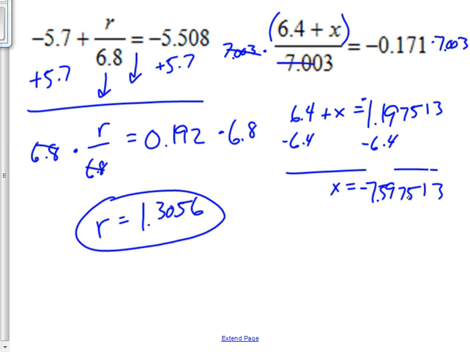Now let's check that. So we're going to do the negative 7.597513. We're going to add 6.4, hit equals, and divide by 7.003. Now we get negative 0.171. So always important to check your answers. You'll always catch yourself if you do.